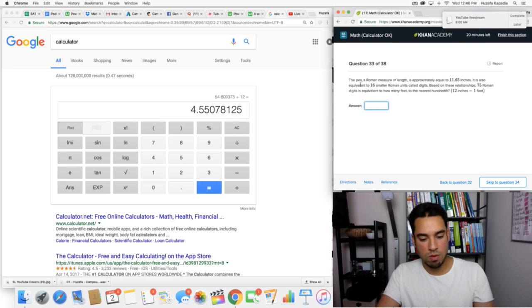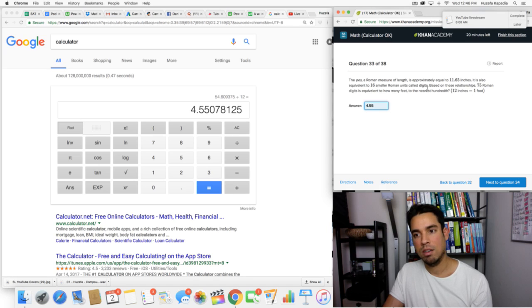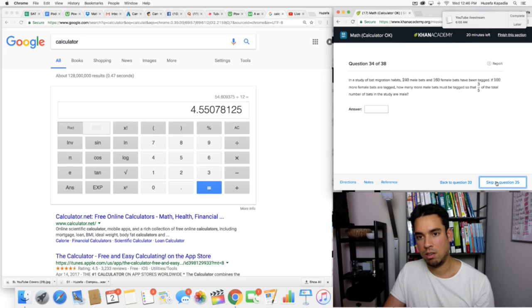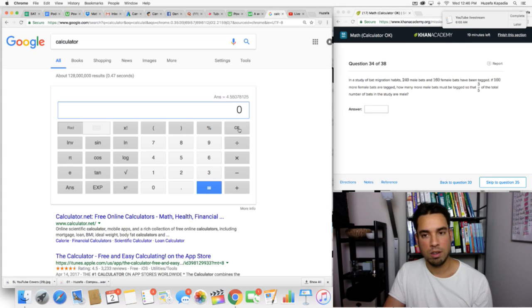4.55. Let's do a gut check. Let's make sure that makes sense. So we're saying it's about a foot, right? So 16 digits is about a foot. 16 times 5 is 80. So it should be a little under 5 feet. This just makes sense. Okay, it's a gut check.